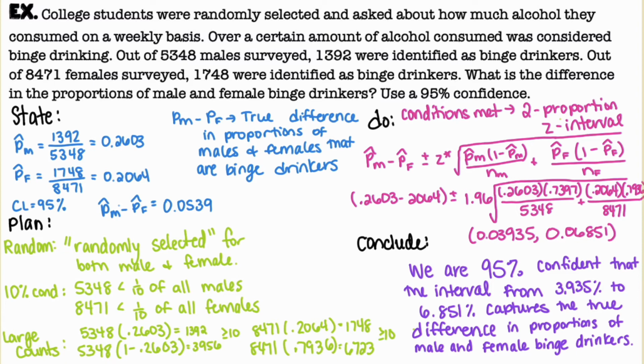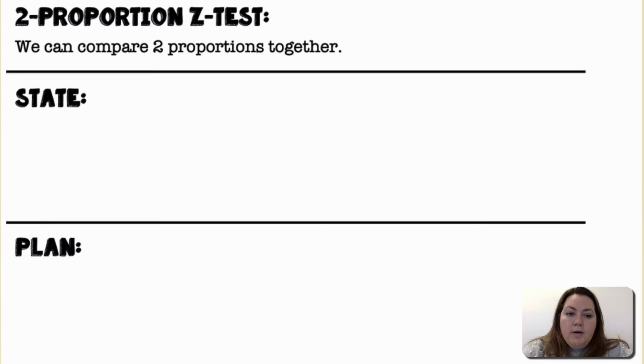X1 would be 1392, N1 would be 5,348, X2 would be 1748, N2 would be 8,471, confidence level 0.95, and we get our interval. There we can say our conclusion. So we are 95% confident that the interval from 3.935% to 6.851% captures the true difference in proportions of male and female binge drinkers. All right.